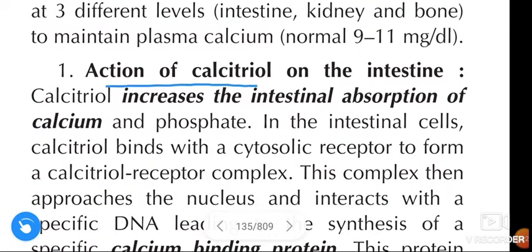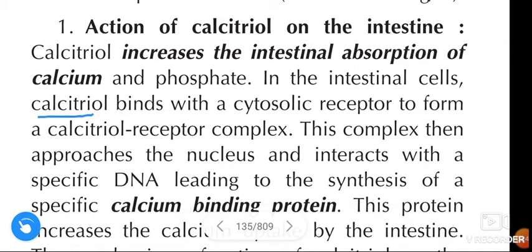See once again. Action of calcitriol on the intestine. Calcitriol increases the intestinal absorption of calcium as well as phosphate. In the intestinal cells, calcitriol, that means active form of vitamin D, binds with a cytosolic receptor to form a calcitriol receptor complex.